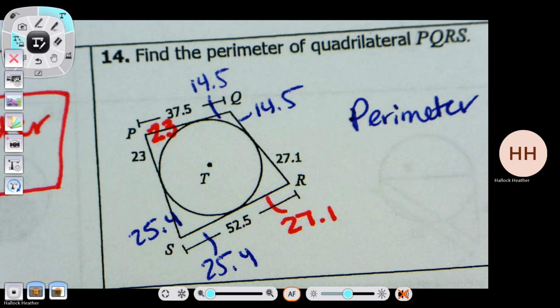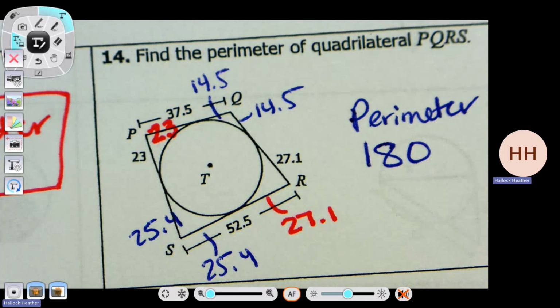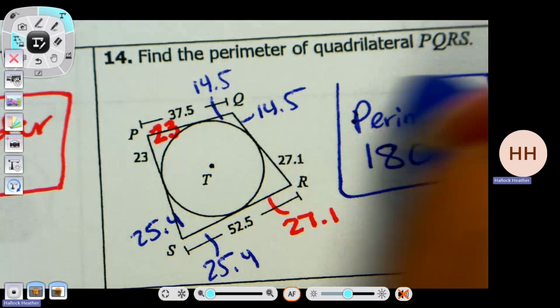Anybody? 180. So this is ironically, it's not because like there's a triangle or anything. It's just ironically like 180. So don't think too much into it.